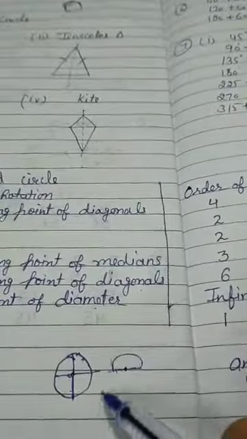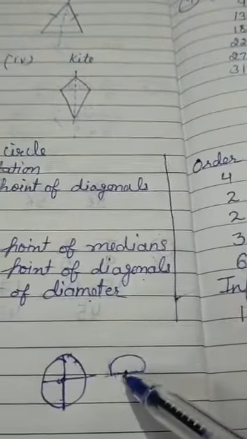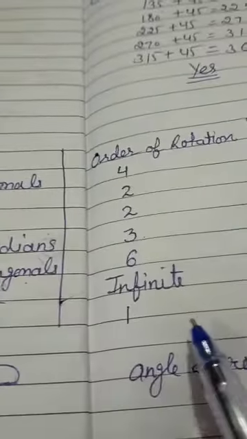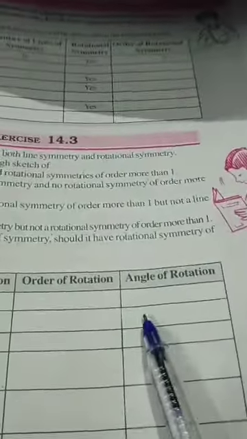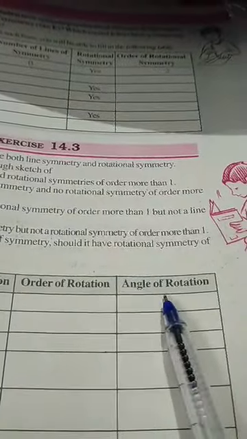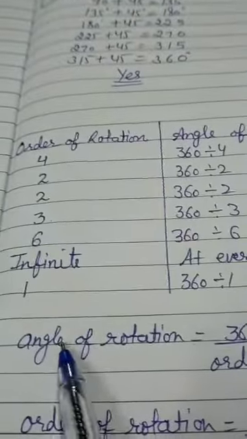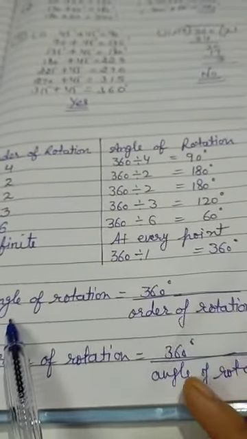Only one. In this one condition it is coming. So the order of rotation here is 1. Now, after the order of rotation, you have to find the angle of rotation. There is a formula to find the angle of rotation. What is the formula of angle of rotation?